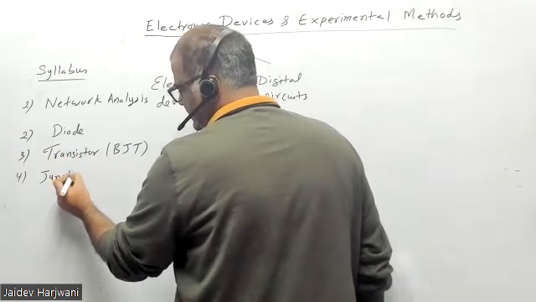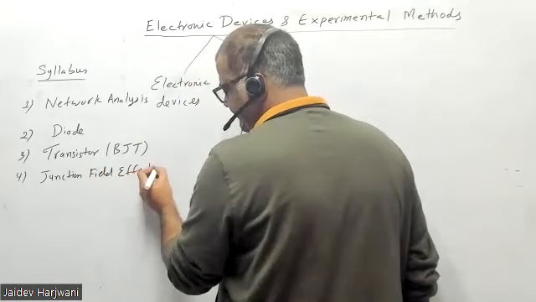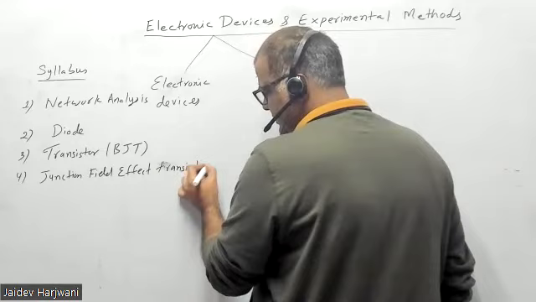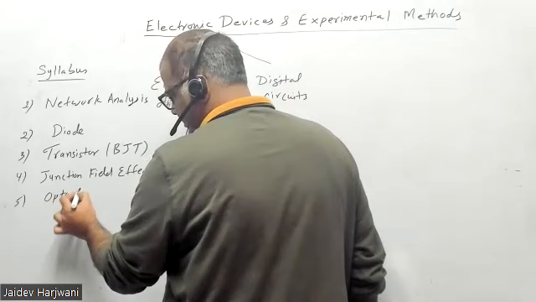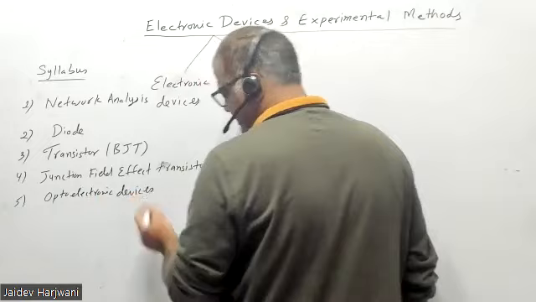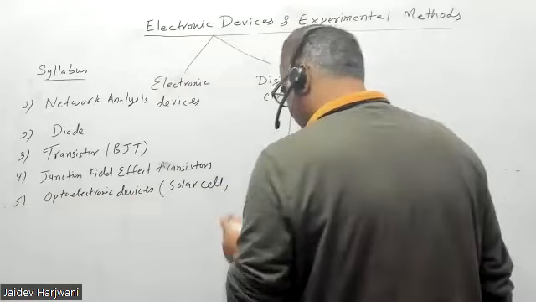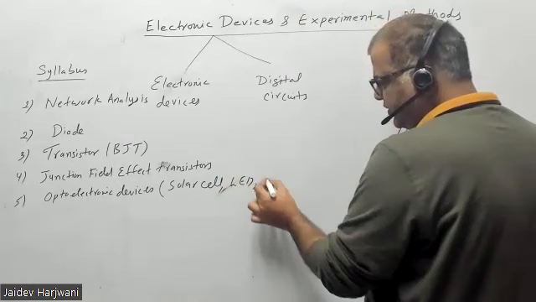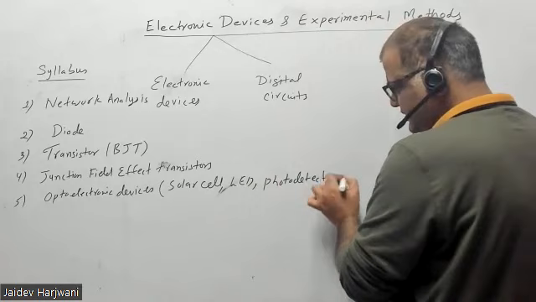Junction field effect transistors, and there are some optoelectronic devices, like a solar cell, then an LED, photodetectors. We'll look into these also if time permits.